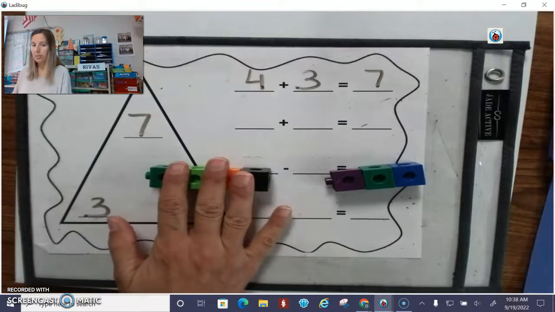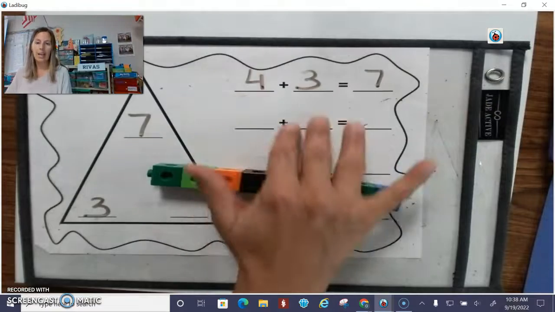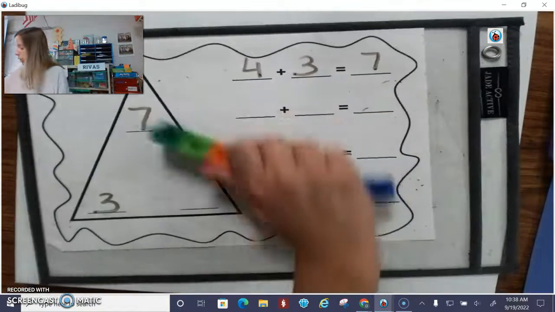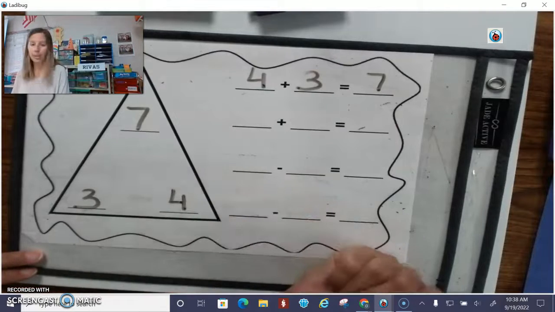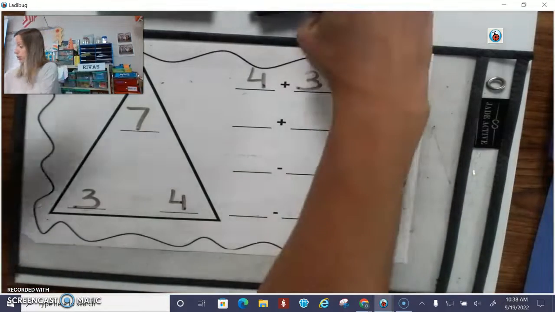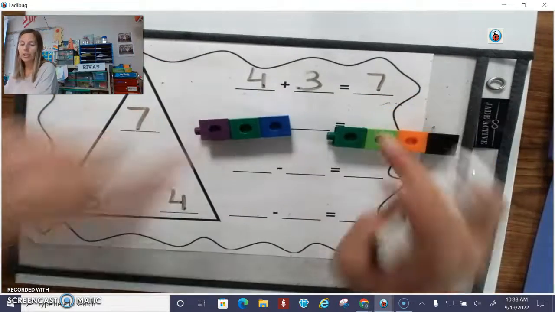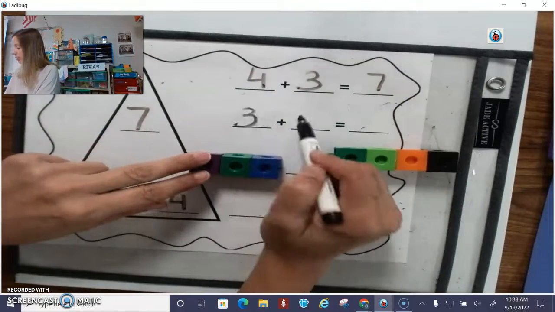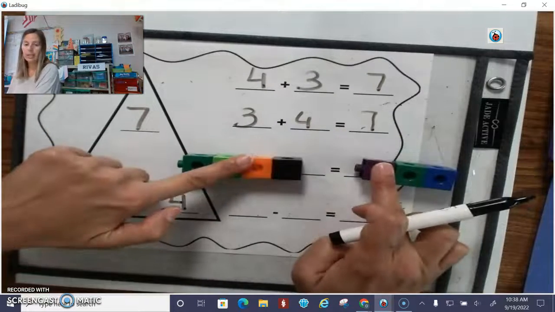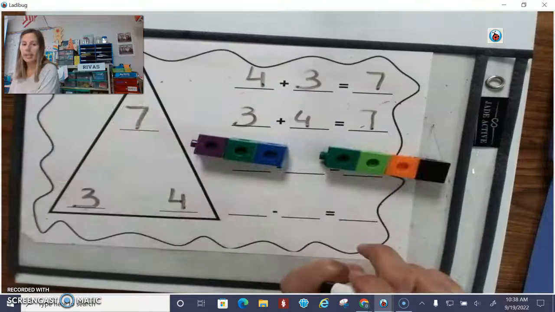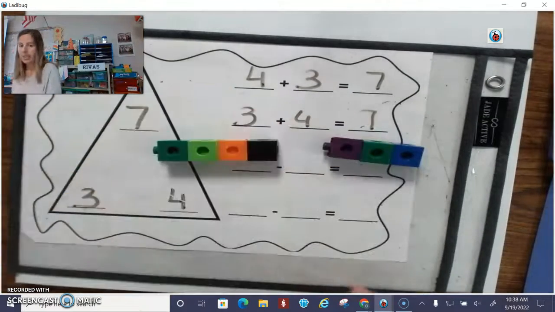And I know that 4 plus 3 equals 7. Now that I know that, I can complete the rest of my equations. I know that this is my third number. And 4 plus 3 equals 7, but I can also change the order, and 3 plus 4 still equals 7. Sometimes they don't realize that: 3 plus 4 equals 7, but 4 plus 3 equals 7 as well.